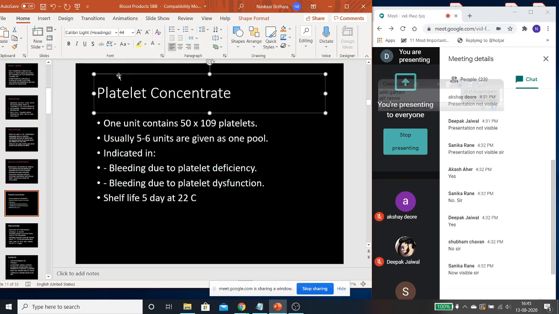Only 1 unit contains around this much, that is 50 multiplied by 10^9 platelets. 5 to 6 units are given as one pool. And it is indicated in bleeding due to platelet deficiency, or bleeding because of platelet dysfunction. You may know there are some conditions in which the platelet count goes down.